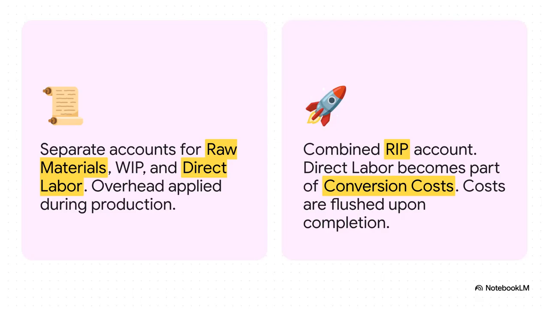Okay, look at this. This side-by-side really nails the difference. On the left, you've got the old way, so many separate accounts. But check out the right side. That's our JIT/backflush world. See how it combines raw materials and WIP? And it takes direct labor and overhead and just bundles them together into something we call conversion costs. Basically, all the costs to convert materials into a product. And the kicker? It applies these costs much, much later. It's a total game changer for real.